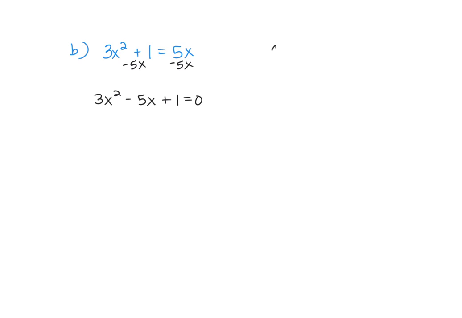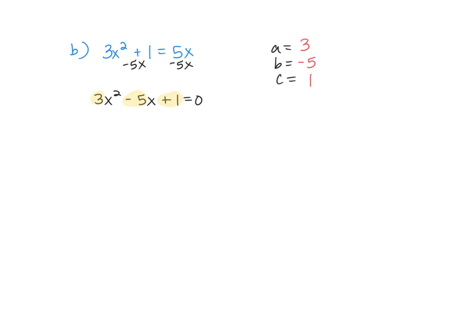Okay, right away, I'm going to write down what's my A, my B, and my C values. So my A value is whatever is in front of the squared. Here's my B, negative 5, and here's my C, positive 1. Make sure you look at the signs in front of them. So I'll put A is 3, B is negative 5, C is 1.